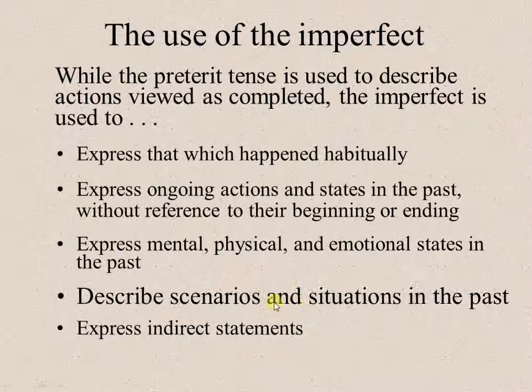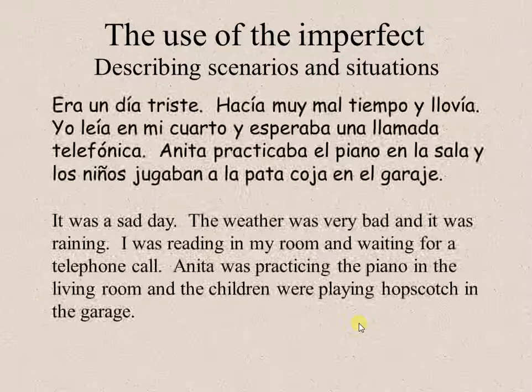One more use of the imperfect is to describe scenarios and situations in the past. This one is very much used, especially in literature. Okay, in books, novels, you're going to see a lot of the use of the imperfect describing scenarios. So let's see. It was a sad day. The weather was bad and it was raining. I was reading in my room and waiting for a telephone call. Anita was practicing the piano in the living room and the children were playing hopscotch in the garage.